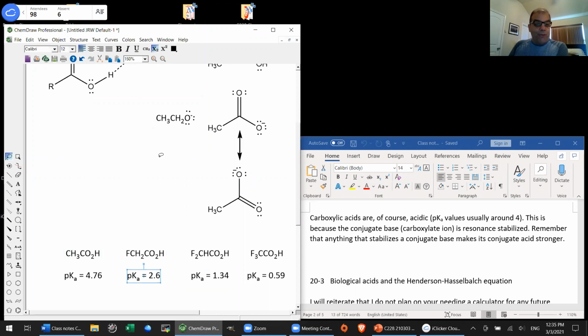So you're going from 4.76 to 2.6. Don't forget, that's a factor of 100. So fluoroacetic acid is around 100 times more acidic than acetic acid. And after that, replacing further hydrogens with fluorines gets you around an order of magnitude, a factor of 10, in acidity. And that's not surprising.